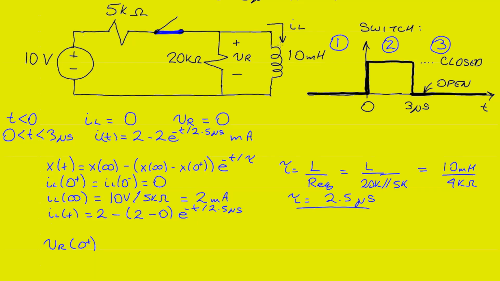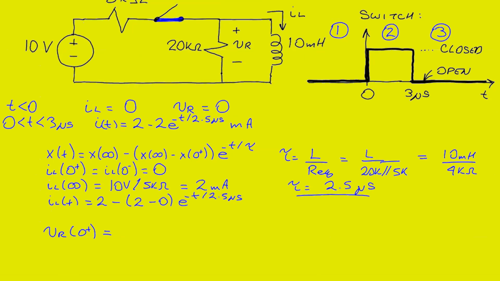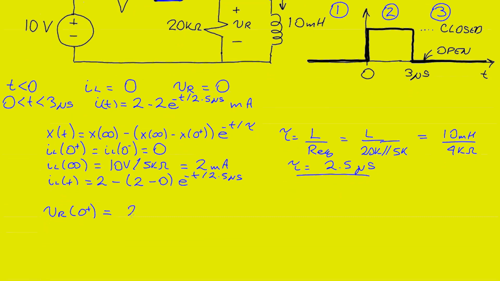And we can see that VR will be simply a voltage divider formed by the 20 kilo ohm resistor and the 5 kilo ohm resistor along with the 10 volt source. So we can write that down as 20 kilo ohms divided by 25 kilo ohms times 10 volts will be equal to 8 volts.